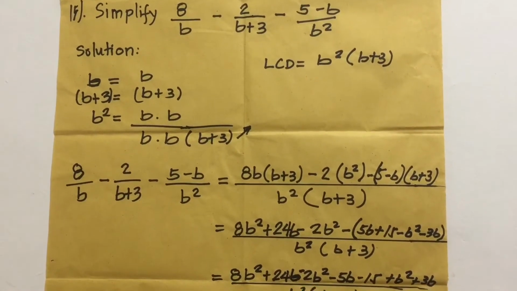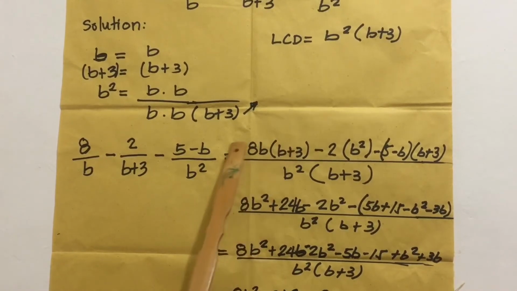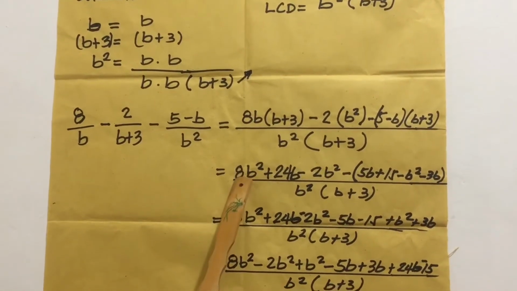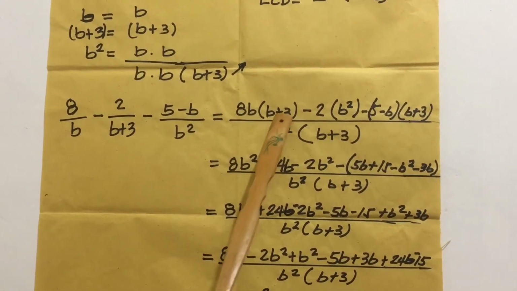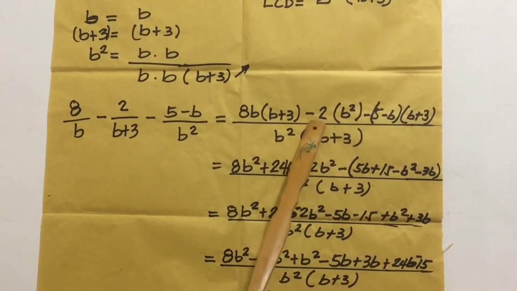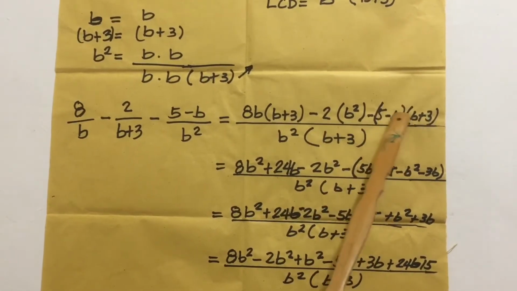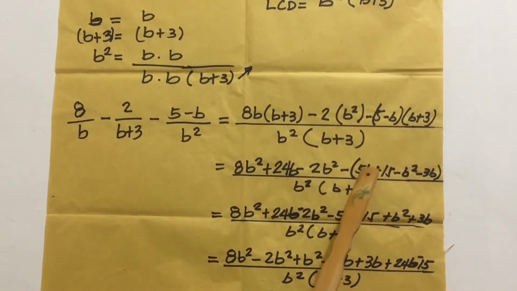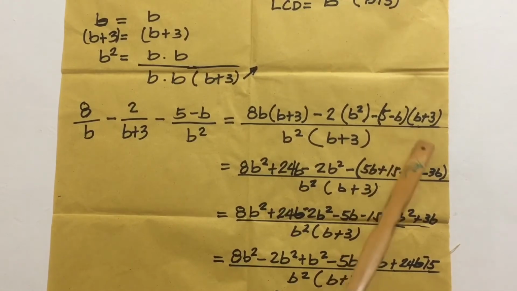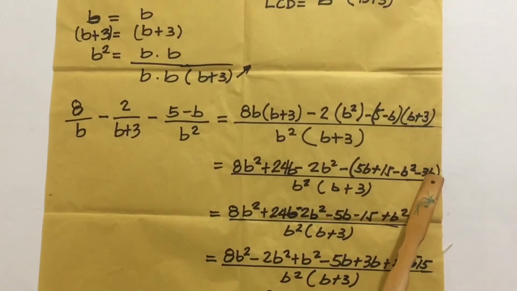And after that, we're going to simplify. We're going to multiply 8b and b plus 3. So the result, 8 times b and b equals 8b squared. Then plus 3 times 8 equals 24, 24b. Then negative 2 times b squared, we have negative 2b squared. And this one first, we have to multiply 5 times b equals 5b, 5 times 3 equals positive 15, negative b times b equals negative b squared, negative b times positive 3, we have negative 3b.